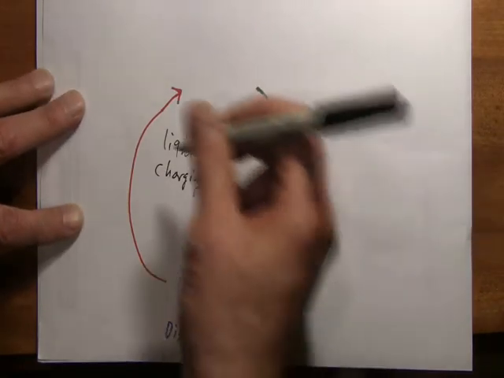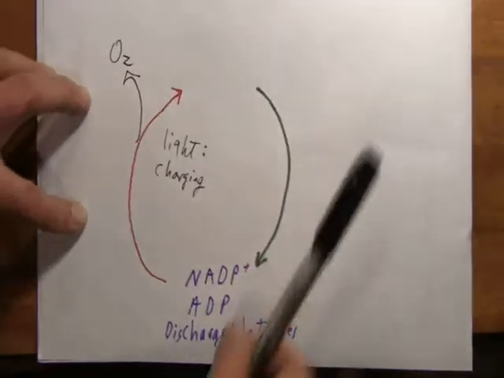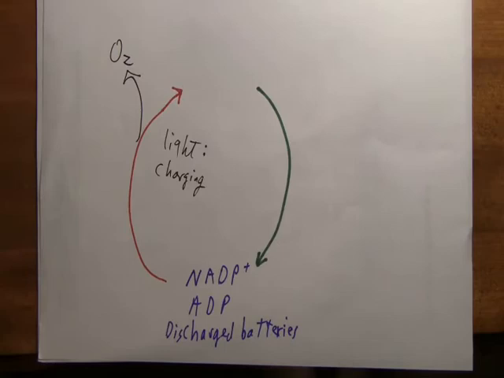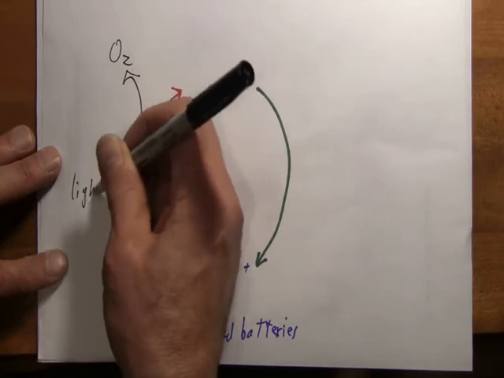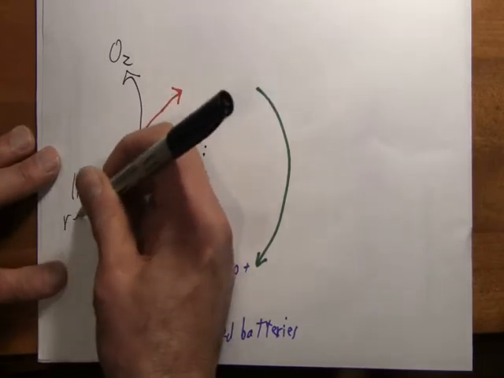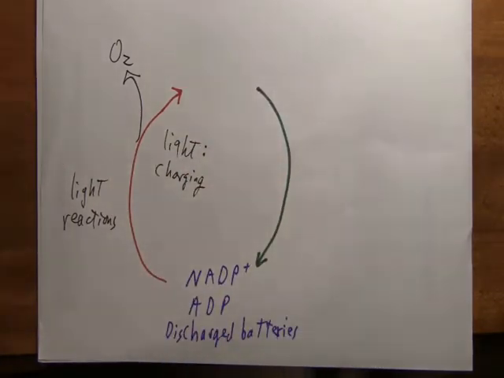Along the way, oxygen gets produced. The oxygen actually comes from water. So the oxygen is produced in the process of charging up the batteries. And these are called the light reactions because the charging up of the batteries can only take place with light.